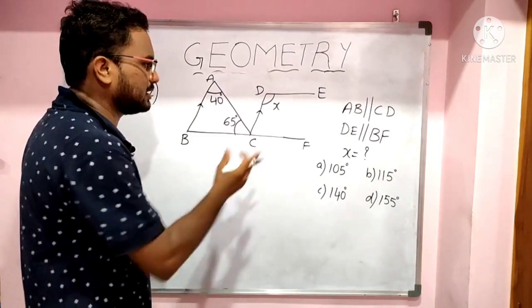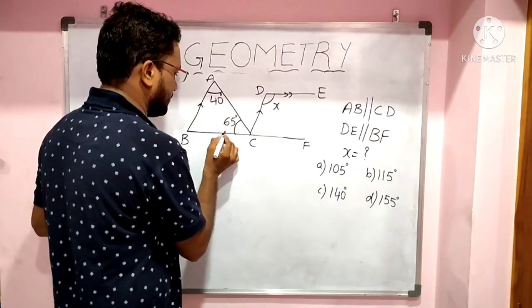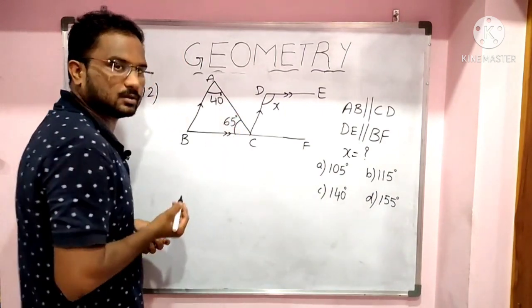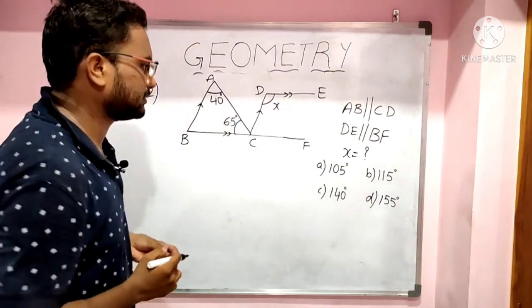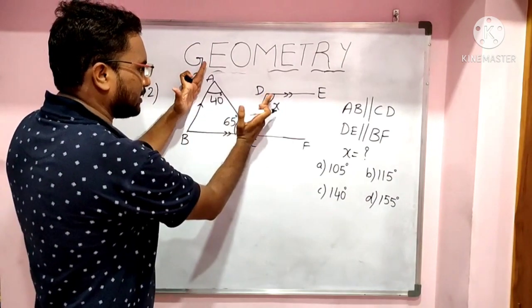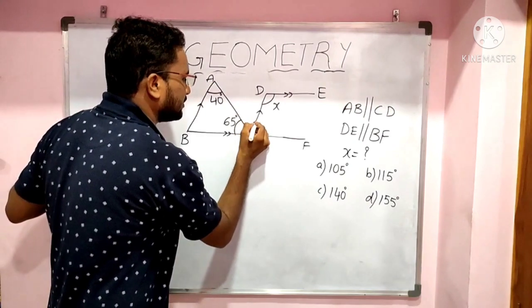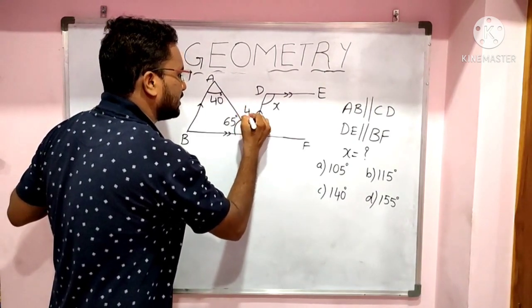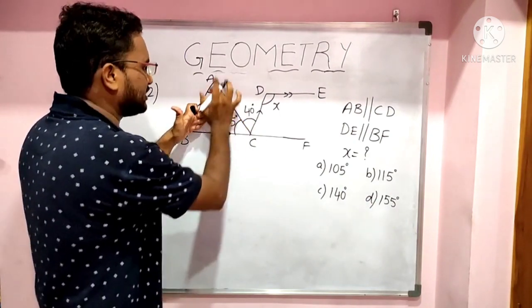And DE is parallel to BF. Then we need to find angle X. These two lines are parallel, then this should be the transversal. So this angle should be equal to 40 degrees, because these two are alternate interior angles, Z-shaped angles.